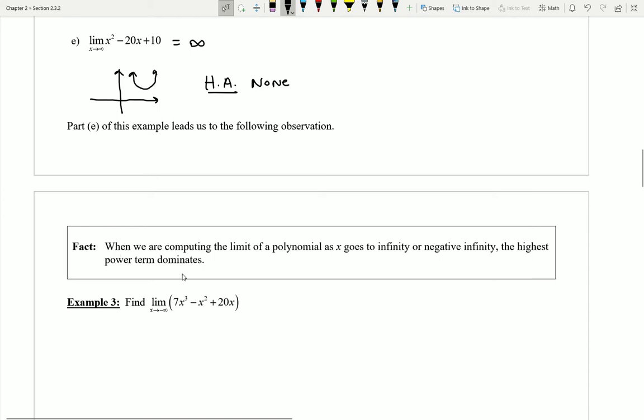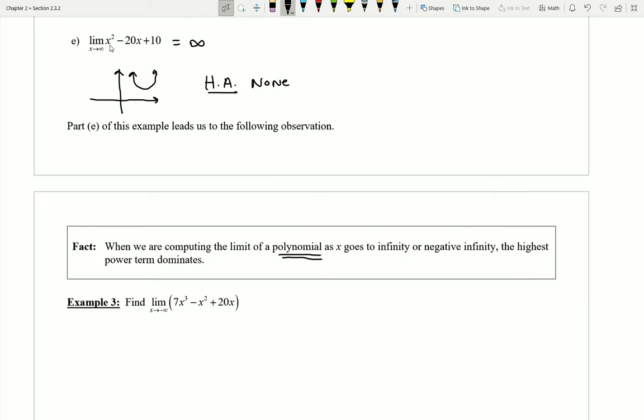Take a look here. When we are computing the limit specifically for a polynomial as x approaches infinity or negative infinity, what's really going to matter, what's really going to determine the result of that limit, is actually going to be the highest power term. That is, the term with the highest degree, okay? Or the highest exponent. So in this case, you can kind of get the sense of what we're talking about.